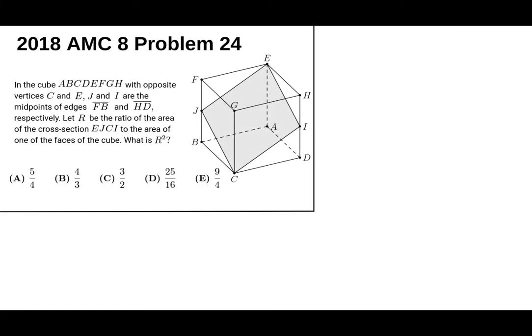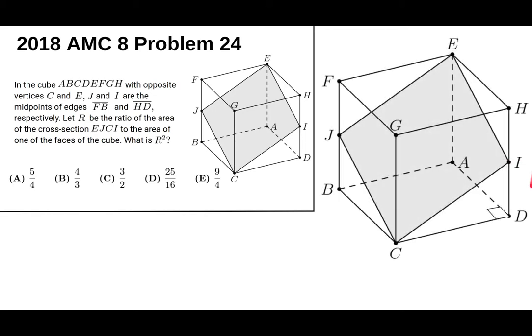Hi, today I'm going to be presenting 2018 AMC problem number 24. In the cube A, B, C, D, E, F, G, H, with opposite vertices C and E, J and I are the midpoints of edges FB and HD, respectively. Let R be the ratio of the area of the cross-section EJCI to the area of one of the faces of the cube. What is R squared?